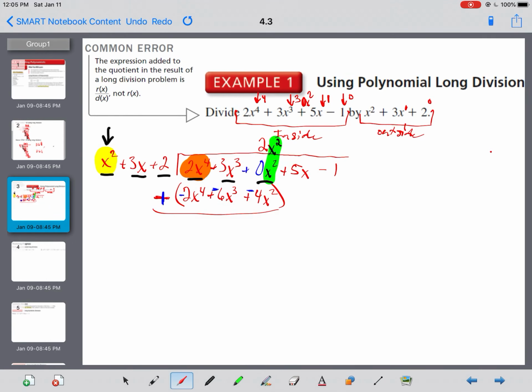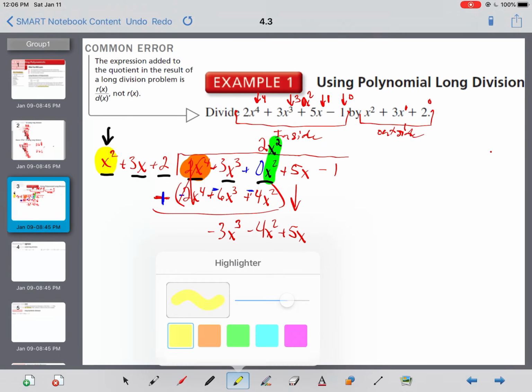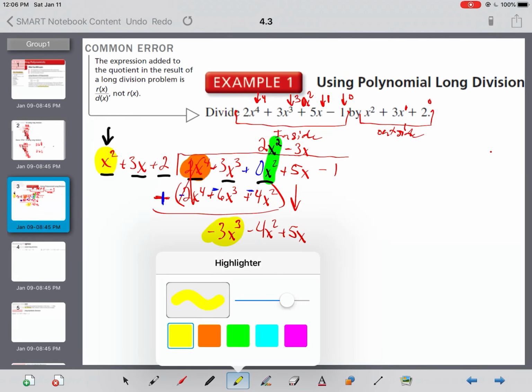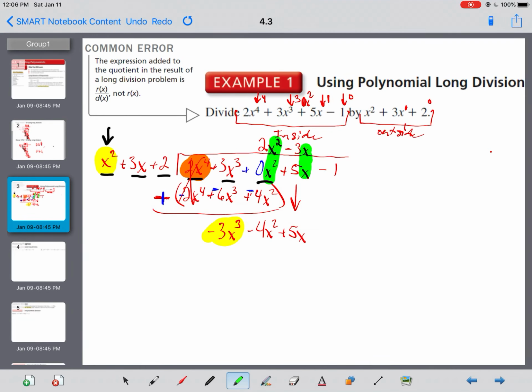So 0 minus 4x squared is negative 4x squared. 3x to the 3rd minus 6x to the 3rd is negative 3x to the 3rd. And 2x to the 4th minus 2x to the 4th is no x to the 4th. That zeroes out. Good. Now we drop down the next piece, plus 5x. Now we're looking at, what do we multiply by to get here? Well, I have an x squared, and I need it to be negative 3, so I'm going to multiply by a negative 3, but I've only got x squared, and it needs to be x to the 3rd, so I got to put an x, and notice they line up again.